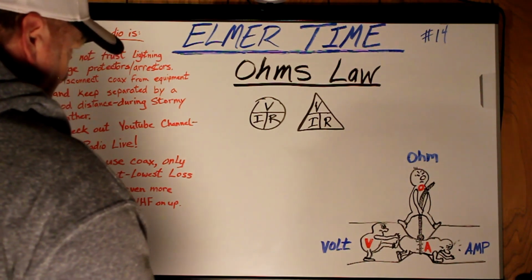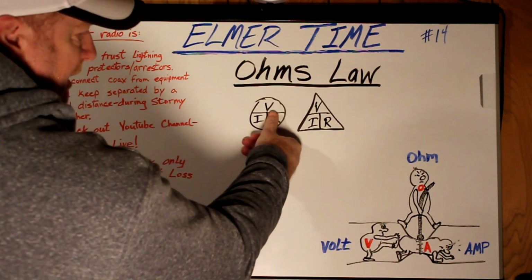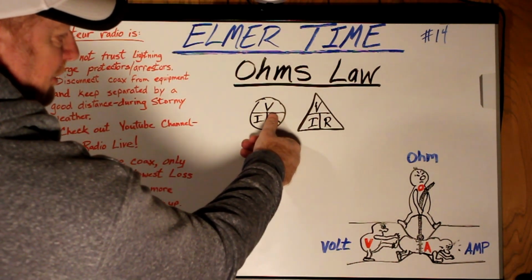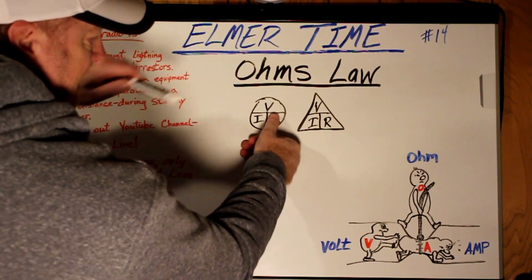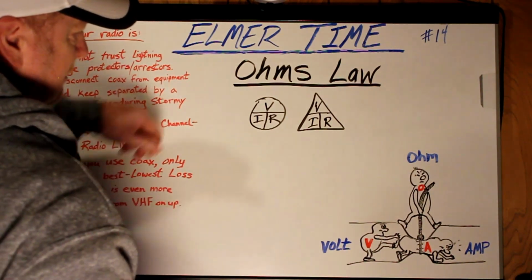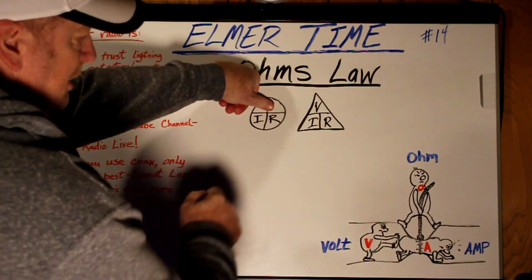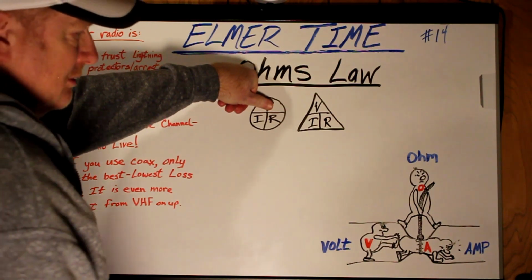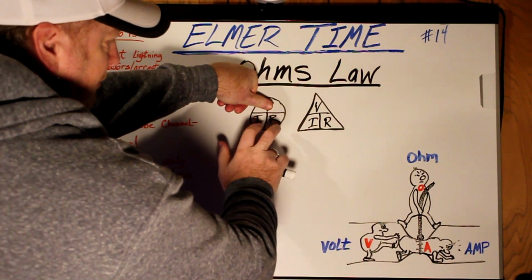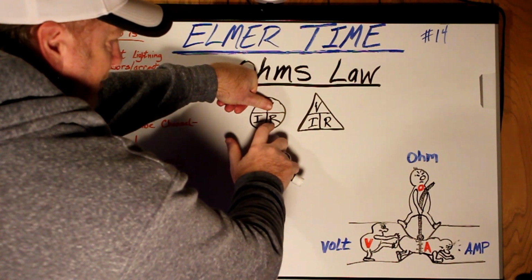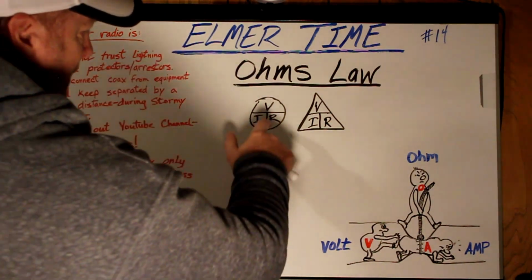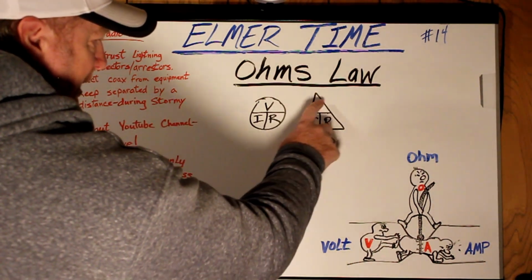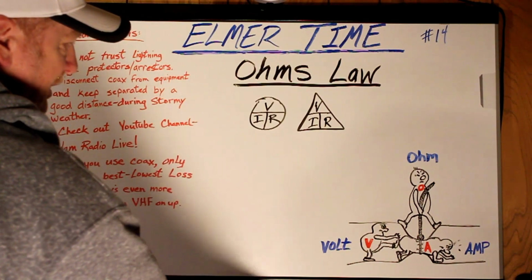Or if you're looking for the resistance number and you have your voltage and amp reading already, it's just voltage divided by amps. If you're looking for voltage and you already have the amps and the resistance numbers, you just multiply amperage times resistance, and that gives you your volts. Same applies for the triangle. Same thing, just one's a circle, one's a triangle.